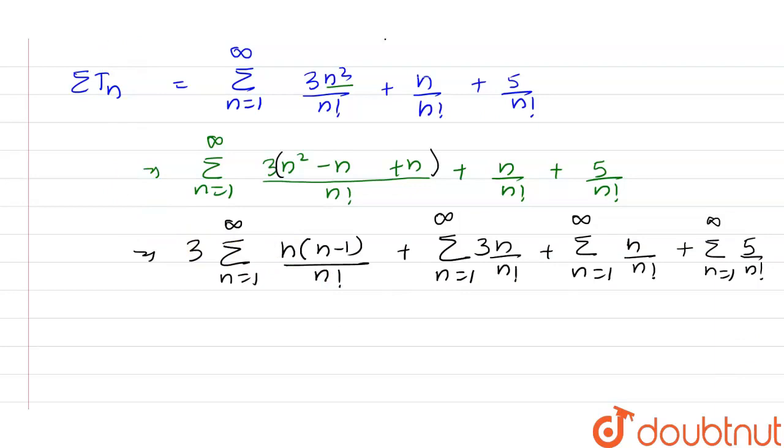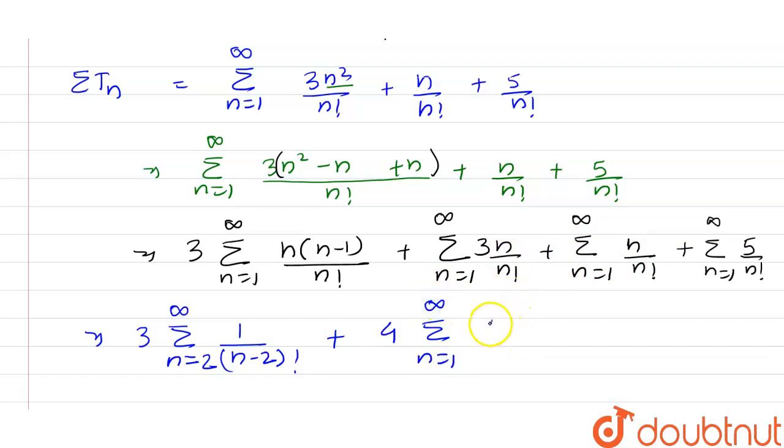Now this is equal to 3 sigma n is equal to 2 to infinity, where n minus 1 cancels out and we remain with 1 upon n minus 2 factorial. The limits change, n is equal to 2 to infinity, because if we put n is equal to 1, we get minus 1 factorial, which is not defined. Plus this will add, we get 4 sigma n is equal to 1 to infinity 1 upon n minus 1 factorial, plus 5 sigma n is equal to 1 to infinity 1 upon n factorial.